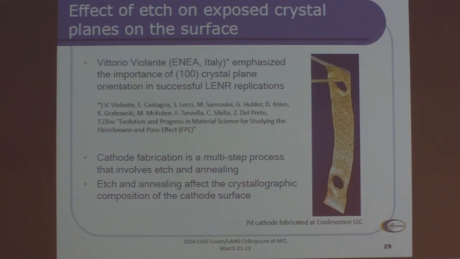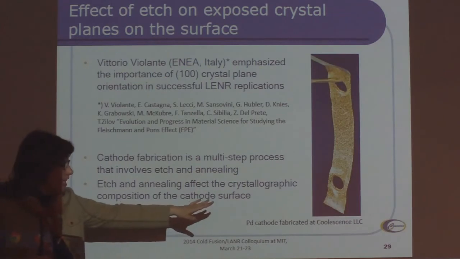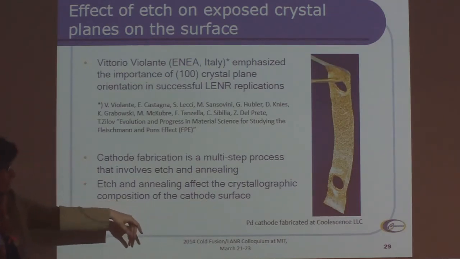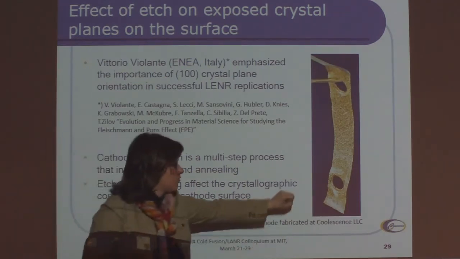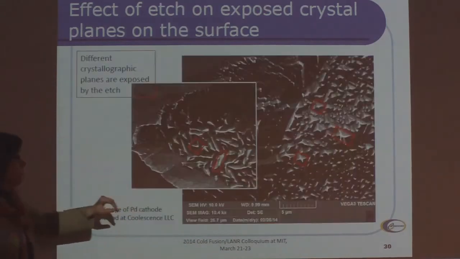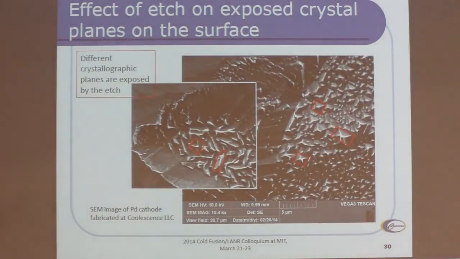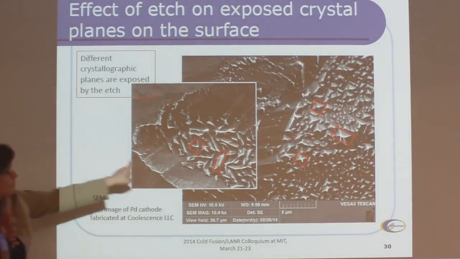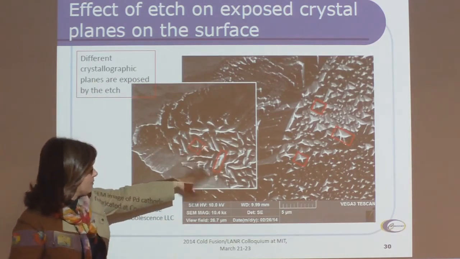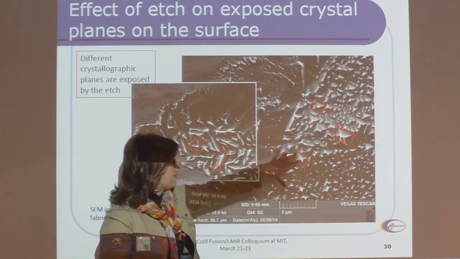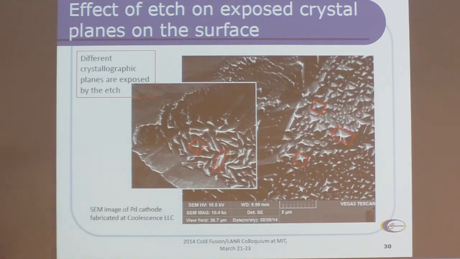The cathode fabrication is a multi-step process, and it goes through the etch, annealing, the crystal grows, and then we etch. So this is one of the cathodes that we made at Coalescence. And you can see how rough the surface is. So this is the SEM image. And this is another representation of those pyramids that Eric was talking about. That is a Colorado pyramid. It's not a Missouri pyramid.